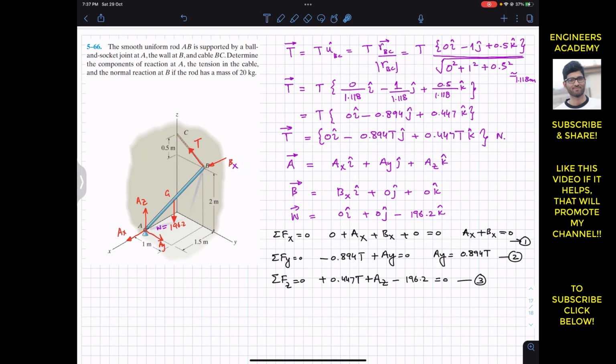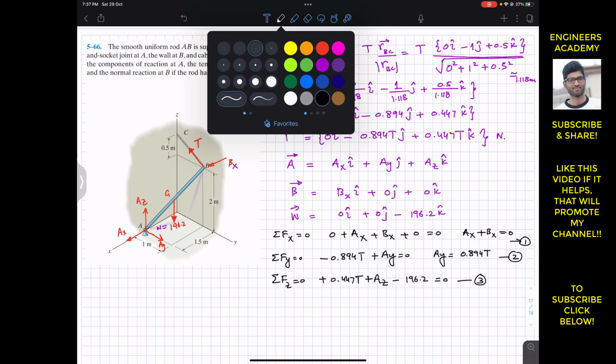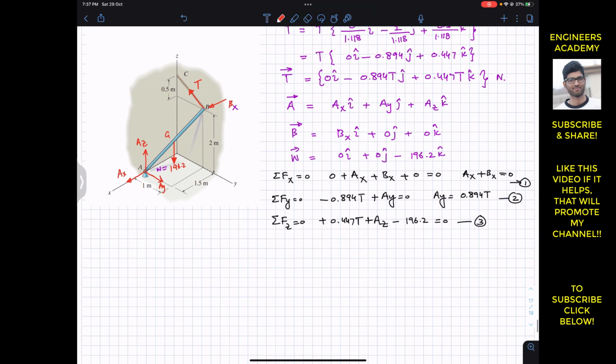Now if we apply the summation of moment about point A equals 0, that will give us some more equations. To find the moment about point A, as we can see, the resultant A vector, all the components of A, are passing through this point A, so they are not going to produce a moment about point A, so they will not come into this equation. Since we have three unknowns at A, the smart method is to apply the summation of moment about point A equals 0.